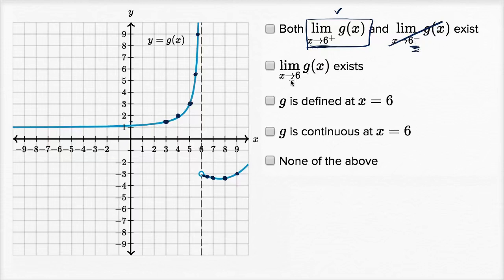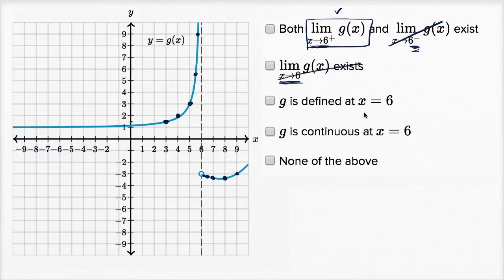Now let's see. They say the limit as x approaches 6 of g of x exists. Well, the only way that the limit exists is if both the left and the right limits exist and they approach the same thing. Well, our limit as x approaches 6 from the left-hand side does not even exist. So this cannot be true. So that's not going to be true.